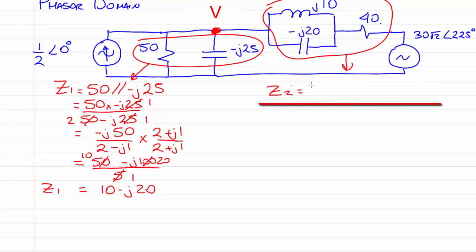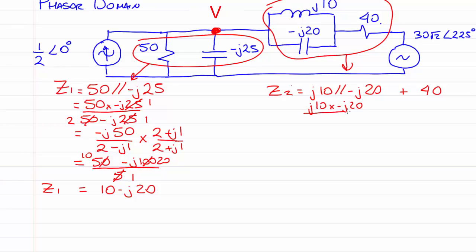Z2 will be equal to j10, the inductor, in parallel with minus j20, plus 40 ohms for the resistor. First, we'll determine the parallel equivalent of j10 in parallel with minus j20 using the product over the sum: j10 times minus j20 divided by j10 minus j20.